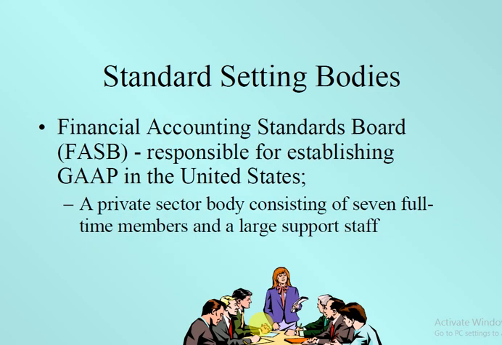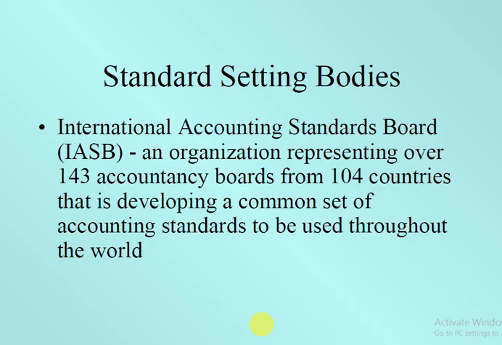The Financial Accounting Standards Board is responsible for establishing GAAP in the United States. It is a private sector body consisting of 7 full-time members and a large support staff, right? Their basic activity is to work out principles and conventions. The International Accounting Standards Board, IASB, is another standard setting body, whose work is also to develop the framework of accounting principles, rules and regulations, right?